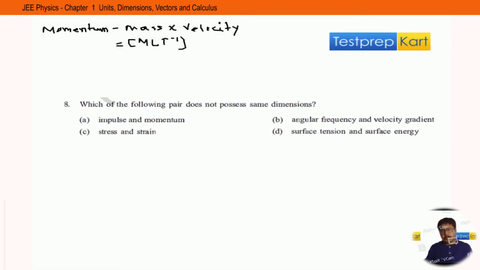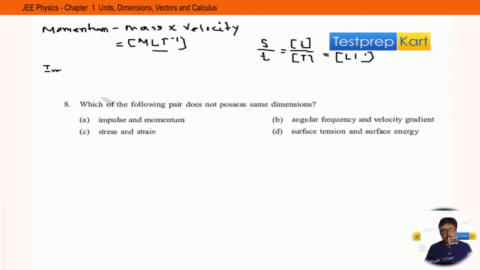Why? Velocity means displacement by time. What is the dimension of displacement? It is L. What is the dimension of time? It is T. So the dimension should be L T to the power negative 1. The thing we applied, M L T to the power negative 1.